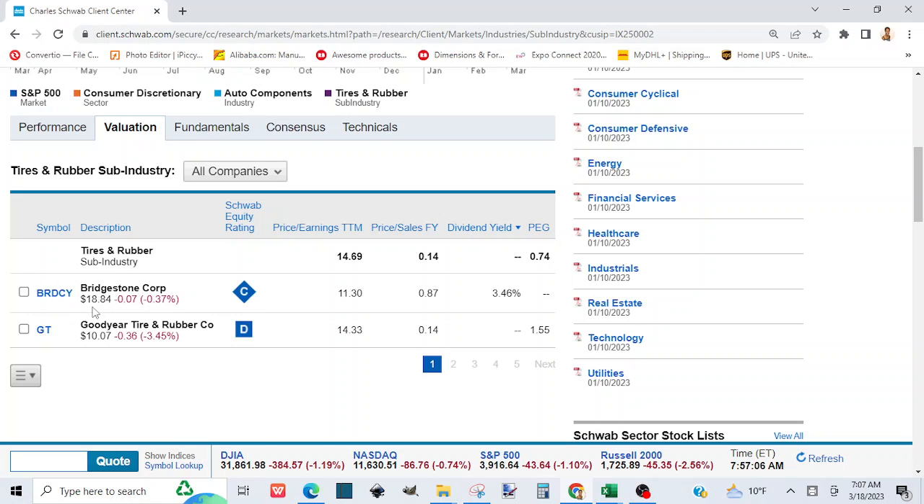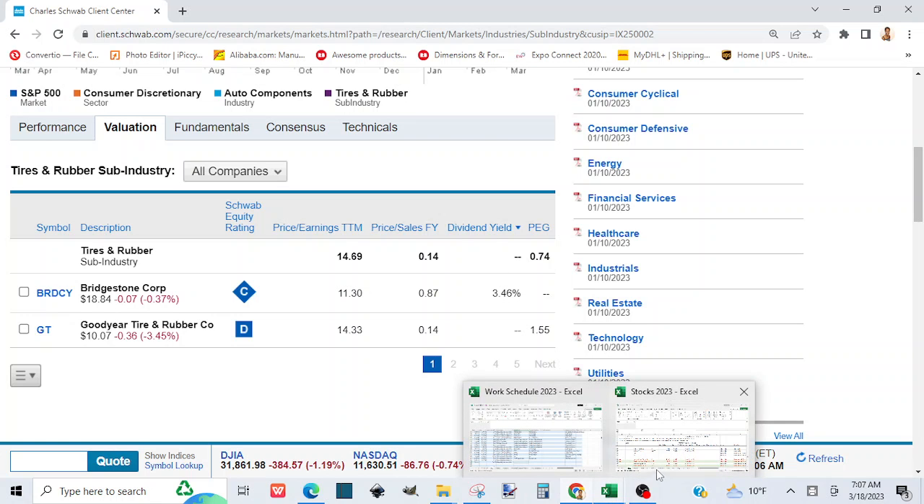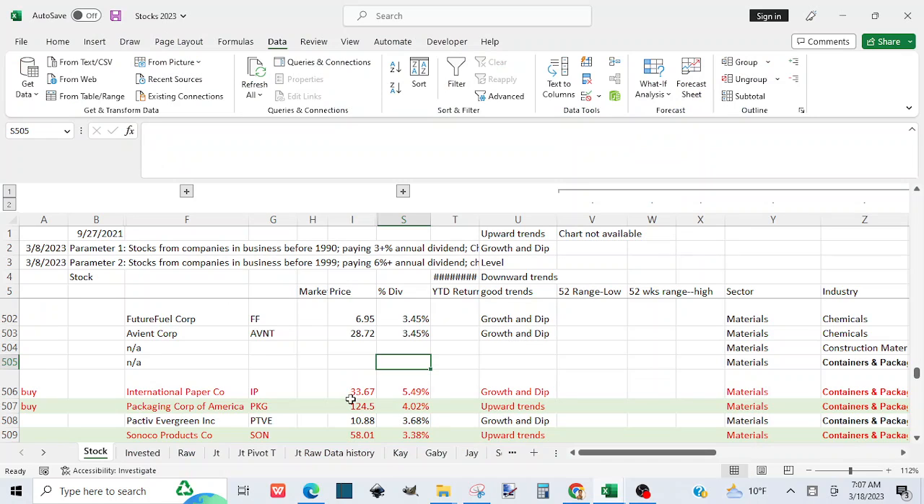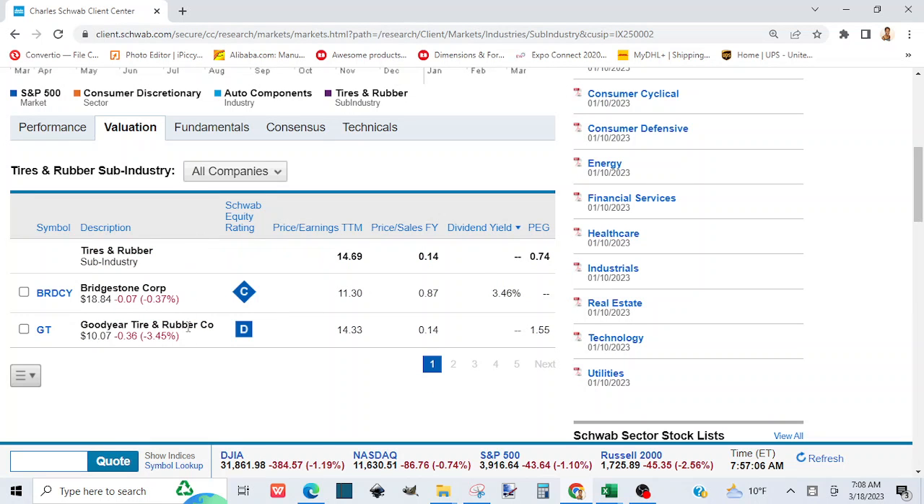That's the price it sold at the last time the stock market was open, and then you can record the dividend yield. Those are the pieces of information you can easily find on this page, so you can add them to your spreadsheet. And if you have multiple companies on this page, you will do that for all of them.